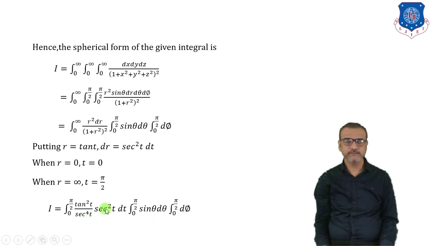Now this is sec square t and this is sec raised to 4t, so 1 times sec square t will cancel out, so in the denominator we will be having sec square t. Now changing tan square t as sin square t by cos square t, in the denominator we will be having cos square t into sec square t, which are inverses of each other, so its product will be 1. So for this one we will be having sin square t only, and then we will integrate this result with respect to theta and this result with respect to phi.